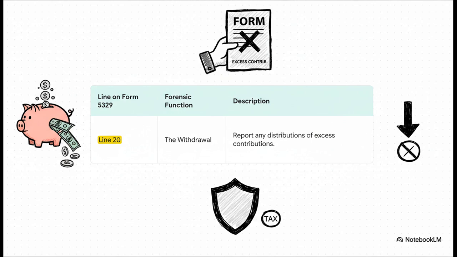And then we've got line 20, the withdrawal. This one's pretty straightforward. This is where you report that you physically took the excess money out of the account. By reporting it here, you directly reduce the amount that's subject to the tax for the current year. You're officially documenting that you have removed the offending funds.